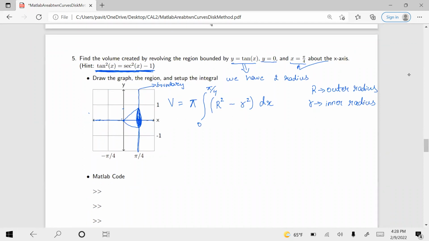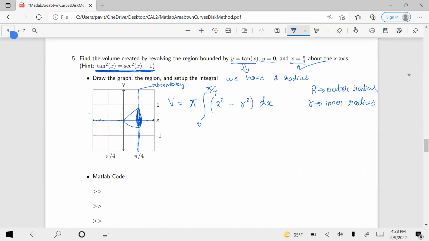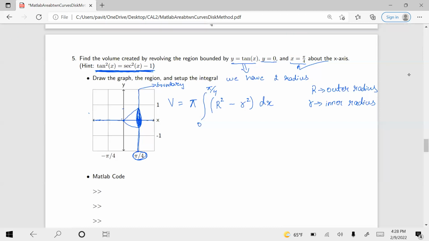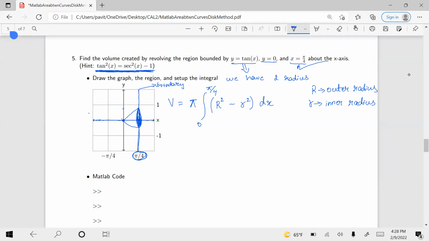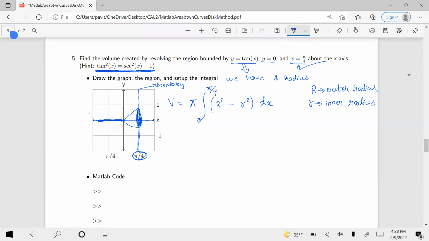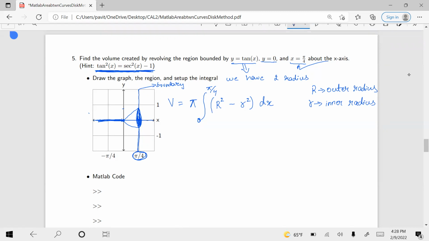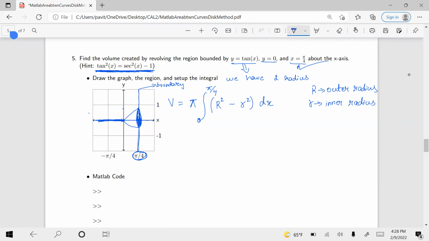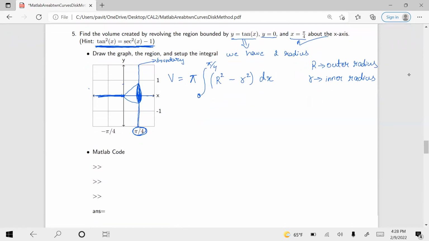Why? Because we know that this point is pi by 4, because it's given here. But how did we know it is 0? It is 0 because we are going to start from 0, right? We do not have any shape or any area to find behind 0. That's the reason we are going to start from 0, not because y is 0, but because we do not have the cone outside the origin.